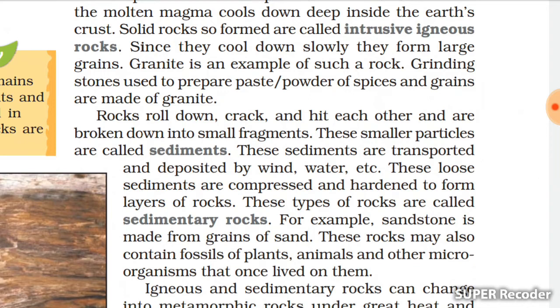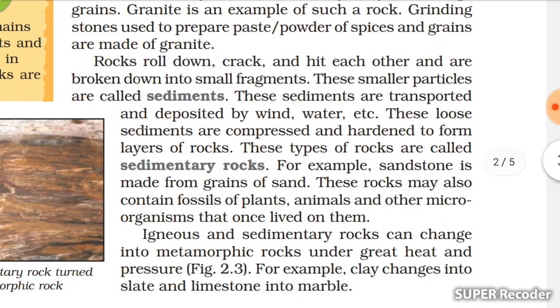Rocks roll down, crack and hit each other and are broken down into small fragments. When the river flows, these rocks all roll. You have seen, no? They are crushed and dashed here and there and become small stones and sand. These smaller particles are called sediments. These sediments are transported and deposited by wind and water.